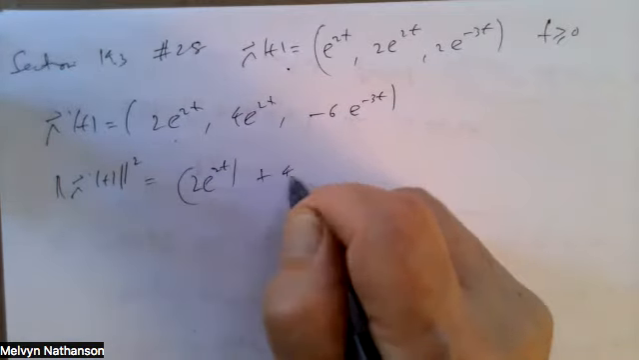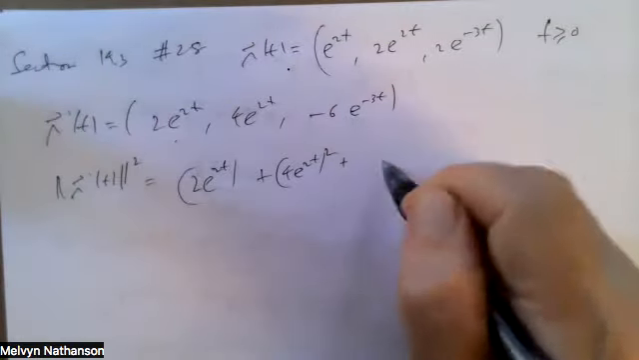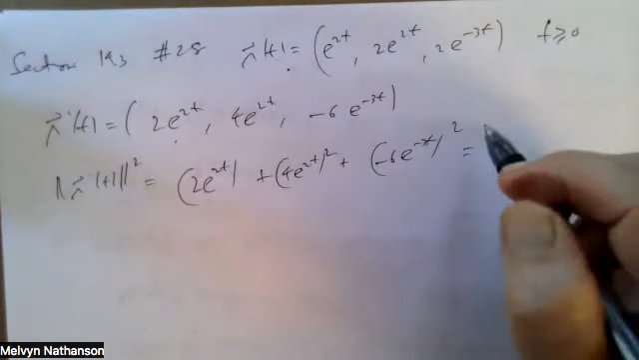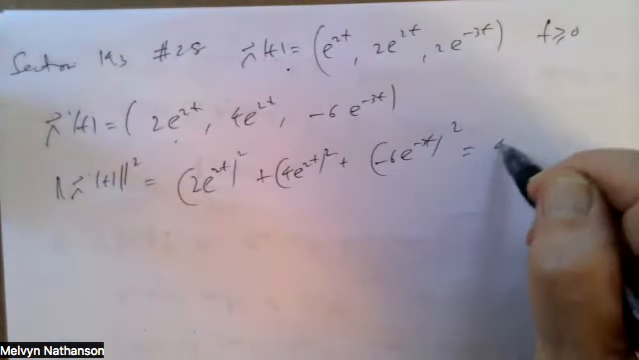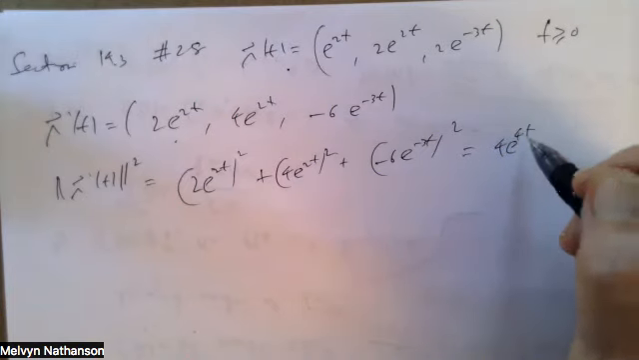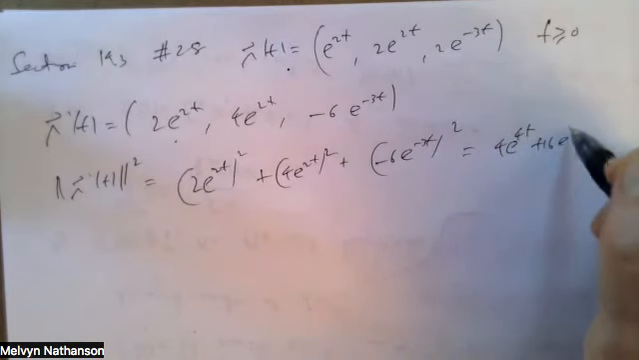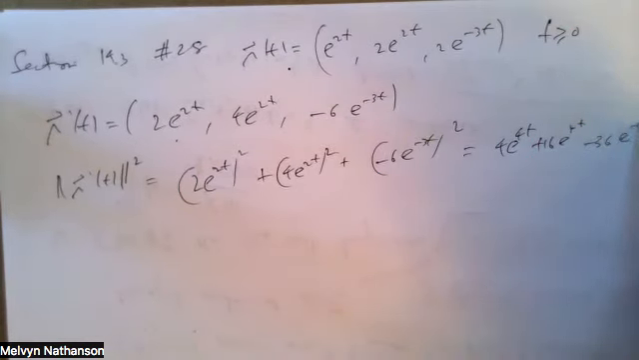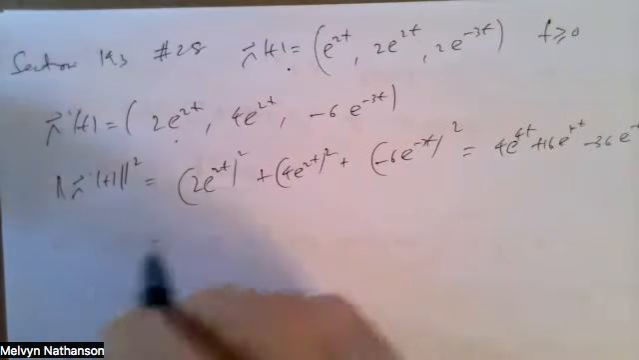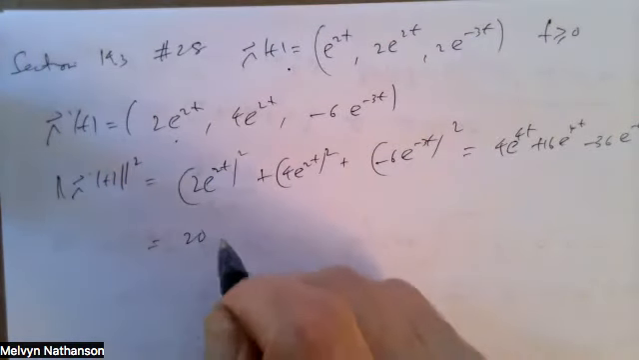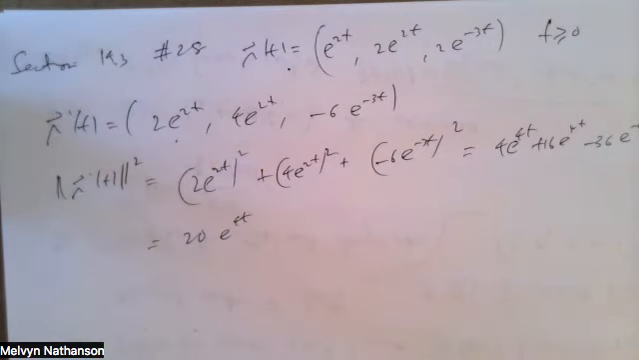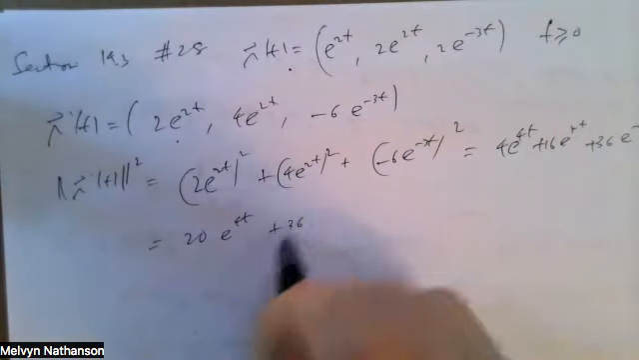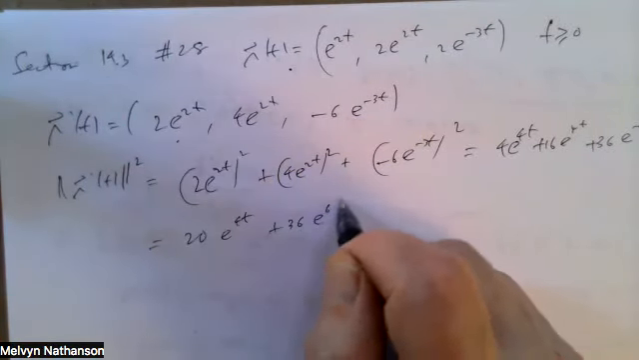2e to the 2t squared plus 4e to the 2t squared plus minus 6e to the minus 3t squared. This is 4e to the 4t plus 16e to the 4t minus 36e to the minus 6t. This is 20e to the 4t. Oh, this is plus 36e to the 6t.